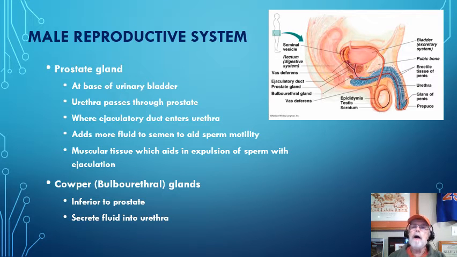Okay. Also, the prostate has some smooth muscle in it, so at the time of ejaculation, that prostate will actually rhythmically contract, squeeze, squeeze, squeeze, to provide some propulsive power to the semen as it's going to be ejected out through the end of the penis. Okay, so that's the prostate.